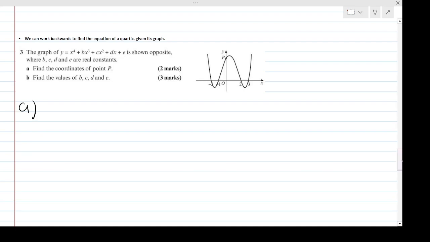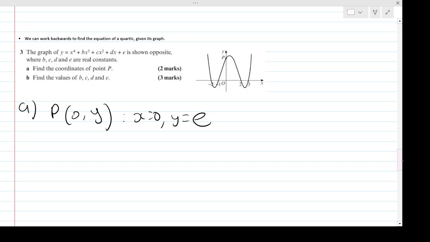Part A is saying find the coordinates of P. Now P is a y-intercept, right? So when x is 0, it'd be 0, y. We don't know what the y coordinate is, but we can work that out because when x is 0, the x to the 4, cubed, squared, and x terms all go away because they'll all be 0. We're left with this number e, but we don't know what e is at the moment. So actually we can't work that out just yet, so we're going to leave that there.